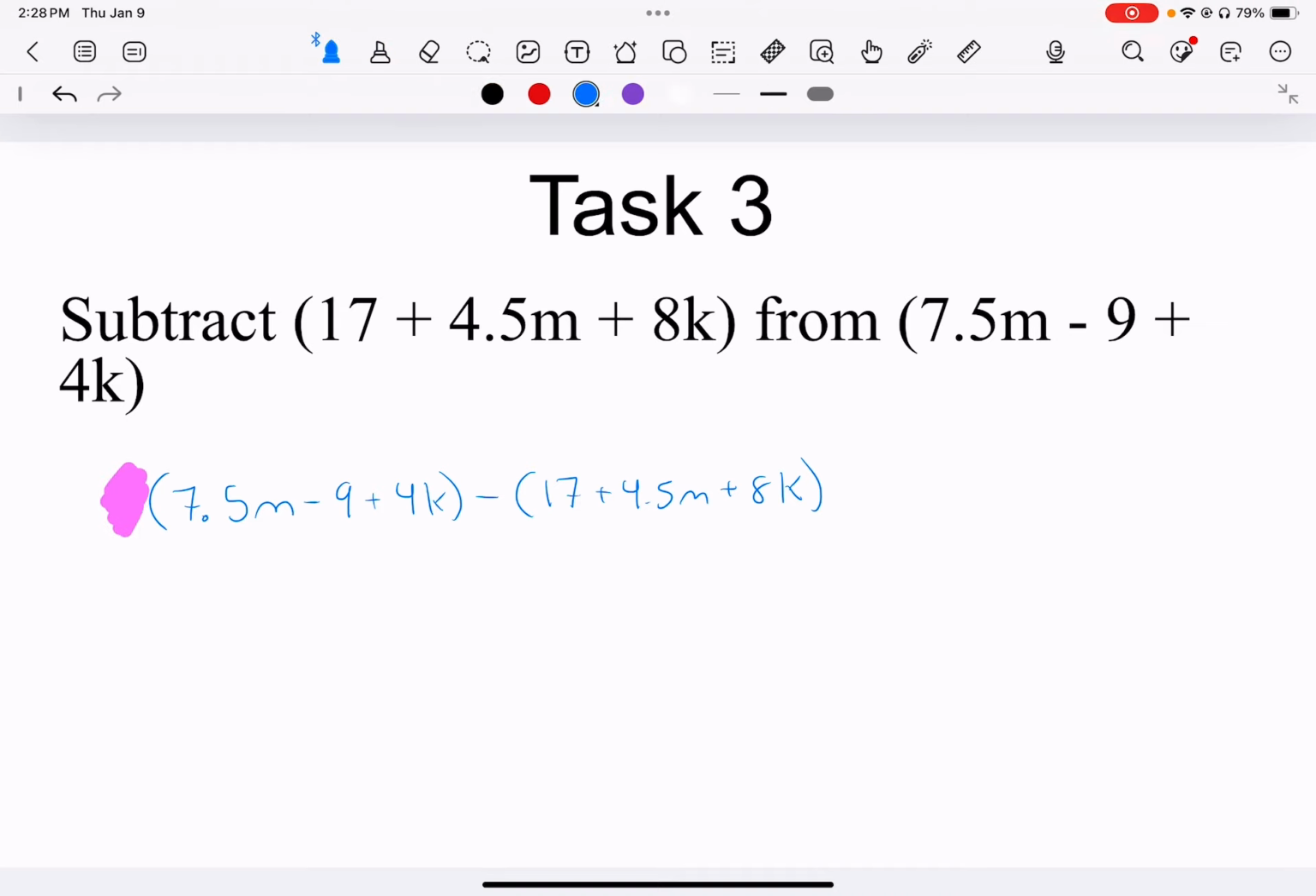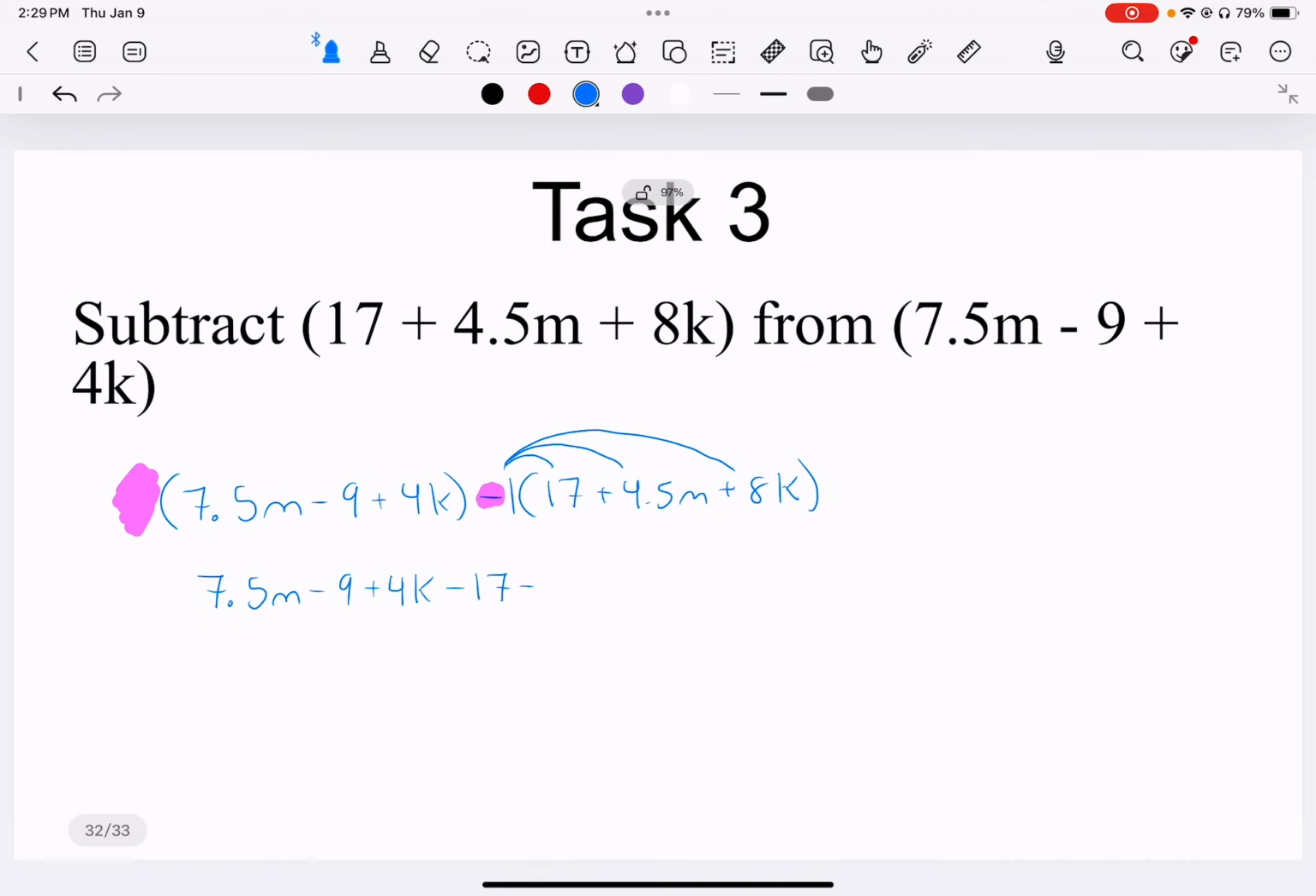There's nothing in front of my first parentheses to worry about, so I'm just going to bring it down. 7.5m minus 9 plus 4k. Here I have a negative sign, so it's like a negative 1 that I'm going to distribute to every term inside the parentheses. Negative 1 times 17, negative 17. Negative 1 times a positive 4.5m is a negative 4.5m. And negative 1 times a positive 8k is a negative 8k.